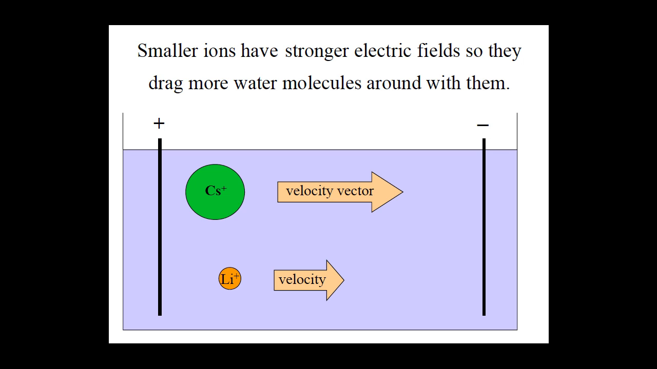So that lithium ion is going to experience more drag as it tries to go from the positive towards the negative pole of this electromagnetic field. The cesium ion, even though it's larger, will travel faster. So key point here, the smaller the ion, the more effective nuclear charge it experiences, and the slower it will move through a field or through a solvent because of drag.